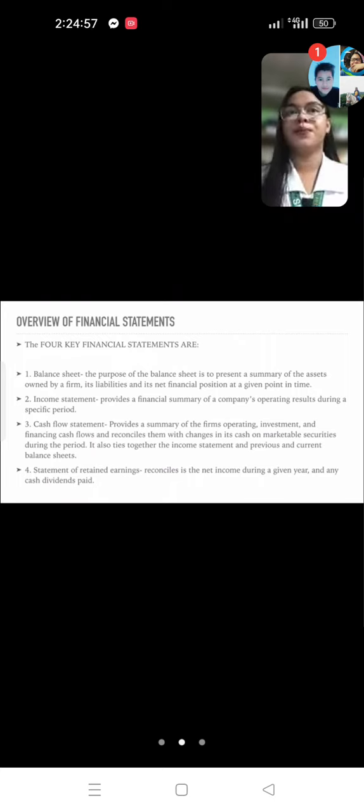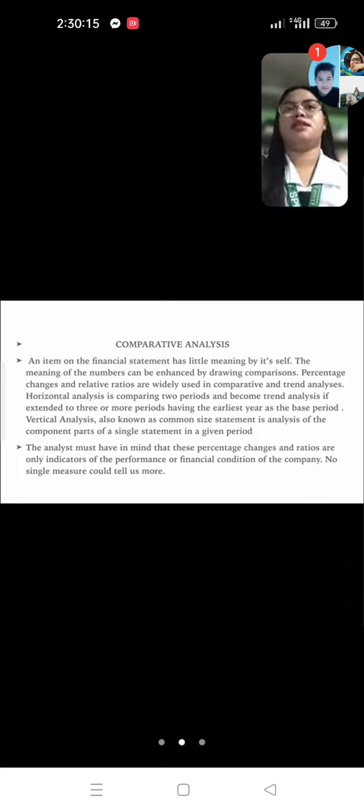So next, comparative analysis. So pag sinabi natin comparative analysis, you are comparing two financial statements or one financial statement pero magkaiba yung kanilang period kaya you are comparing pa rin. So pag sinabi natin compared, you are comparing two different things. So one item on a financial statement has little meaning by itself. Pagbabasahin mo yung financial statement, pag titingnan mo lang by its face, parang walang masyadong meaning, di ba?